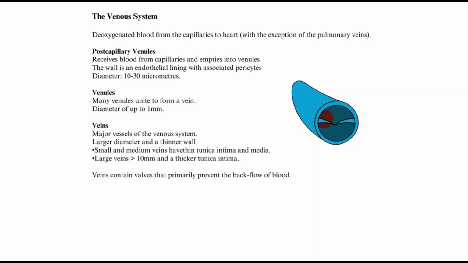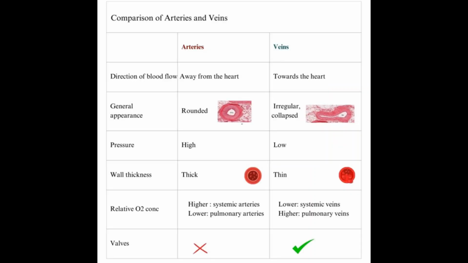So now if you quickly look at this comparison chart, arteries and veins. Arteries conduct blood away from the heart while veins conduct towards the heart. Arteries are generally rounded in appearance while veins are irregular and often collapsed. Arteries have high pressure, veins have low pressure. Arteries are thick-walled, whereas veins are thin-walled. The oxygen concentration in arteries is higher in systemic arteries and lower in pulmonary arteries, while in veins it is lower in systemic veins and higher in pulmonary veins. Valves are not present in arteries, while in veins they are most commonly seen in the limbs and in veins inferior to the heart.